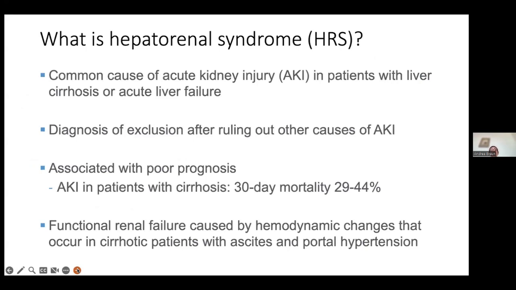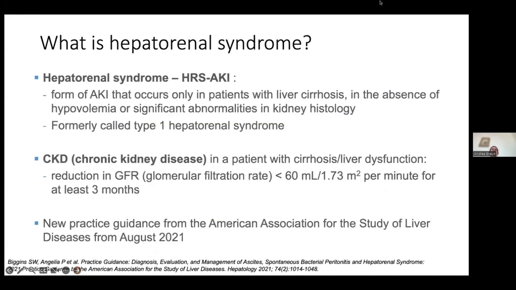A cirrhotic who gets AKI, and typically that patient would be in our ICU, has a 30-day mortality of 29 to 44%. And the pathogenesis is basically functional renal failure caused by the hemodynamic changes that occur in cirrhotic patients with ascites and portal hypertension. It's renal hypoperfusion, basically.